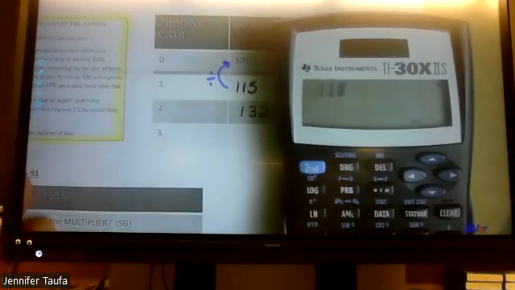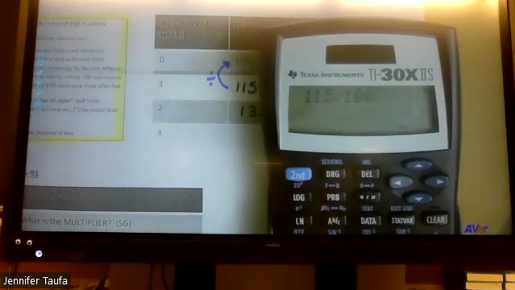So in my calculator, I'm going to take 115 divided by 100. That's my step backwards. Notice I'm going backwards. 115 divided by 100.